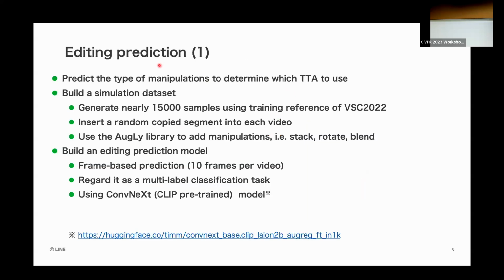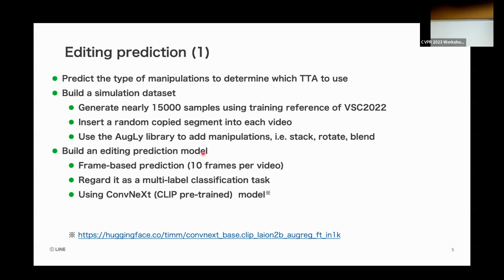Next, I will introduce editing prediction. Editing prediction aims to predict the type of manipulations to determine which TTA to use in the later step. To train a prediction model, we first build a simulation dataset which contains nearly 15,000 generated samples using the training reference. We randomly select 2 videos and extract a random segment from one video and insert it into another one. To better simulate the challenge data, we also use the AugLy library to add manipulations, such as stack, rotate, blend.